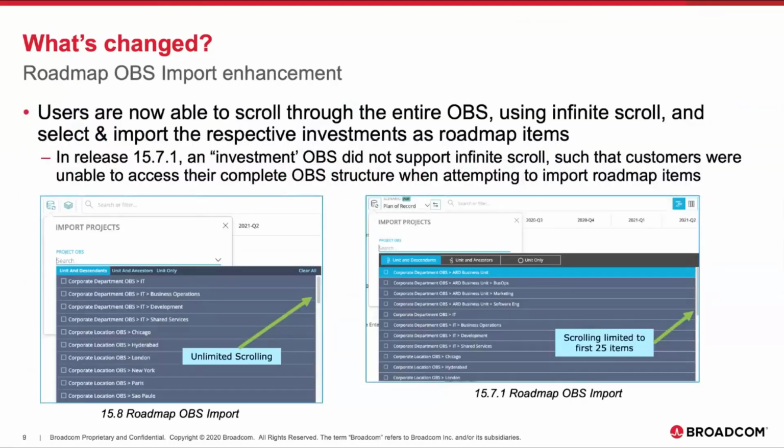From the OBS import enhancement piece, you can see on the right-hand side the 15.7.1 view when you go in to import projects. As an example, you could, of course, use ideas or custom investments. This is just a project example on the right-hand side. The OBS was limited to 25 items and could go no further. That left users frustrated that they couldn't bring in other investments associated with other parts of their organization. On the left-hand side is an example of the 15.8 version, with unlimited scrolling. And you'll see all this in a demo in a minute.